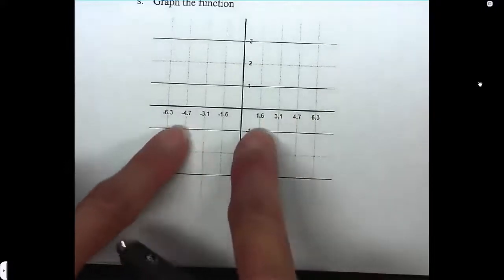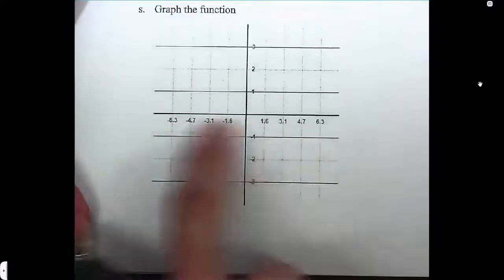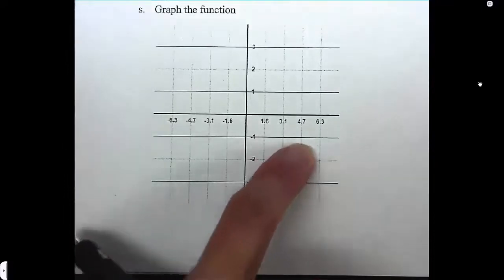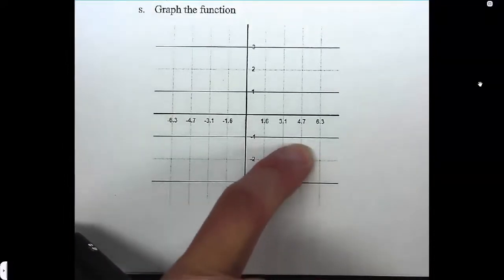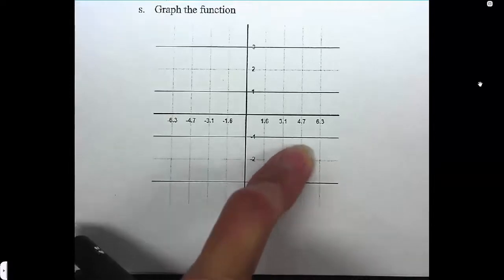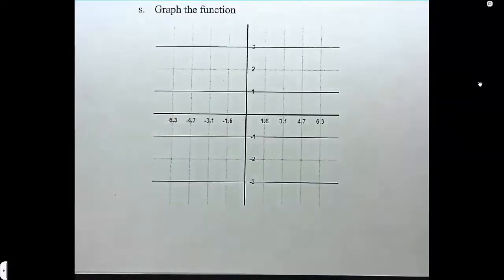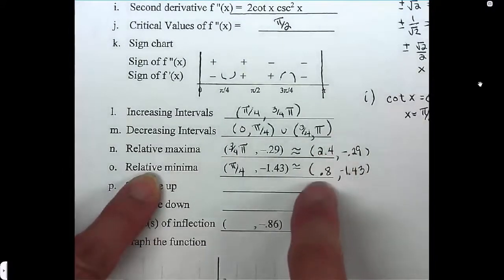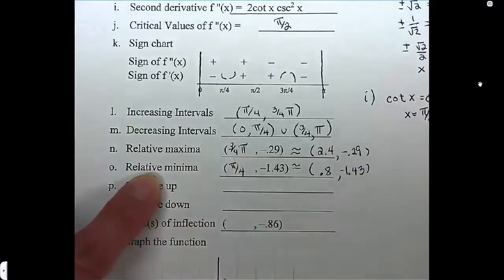Now, on the generator I was using, if I had been able to label my x-axis by half pies or quarter pies, I would have. But the program I was using, I couldn't label an axis in terms of pi. I could only use decimals. So that's why I needed decimal equivalents or approximations of the relative max and min.